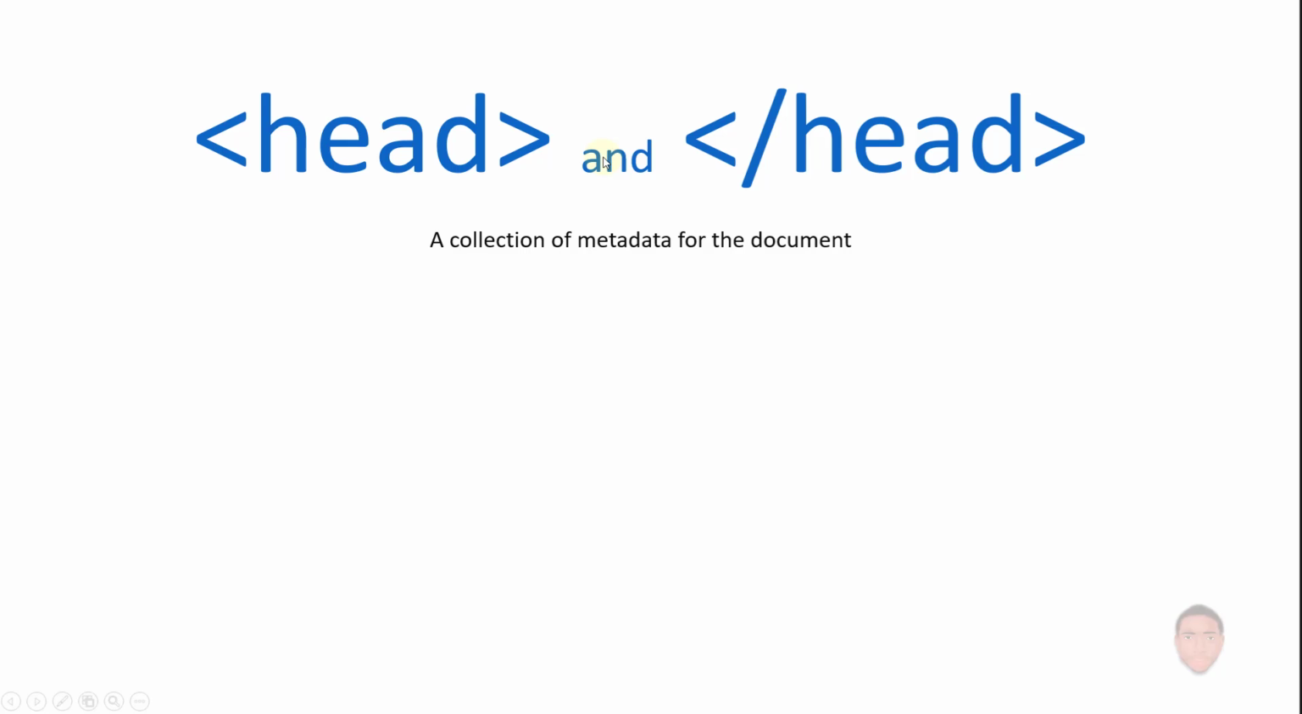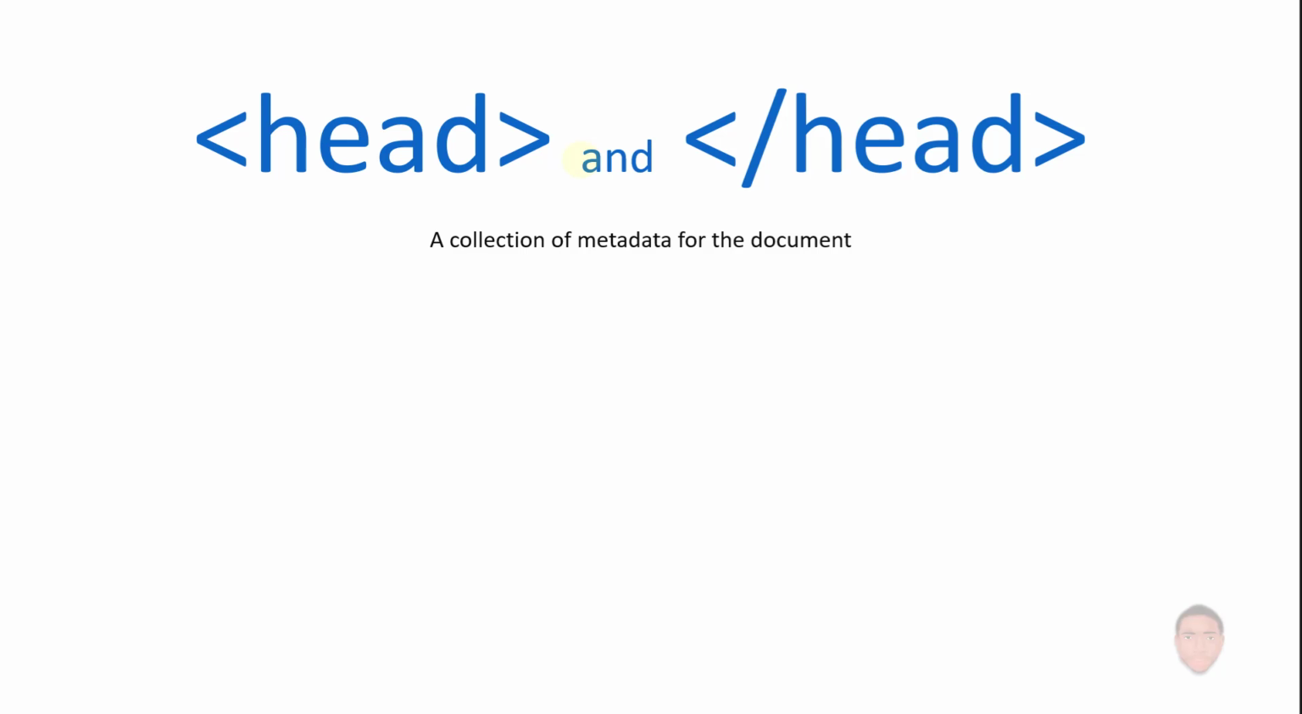So the head simply contains the metadata for the document. Metadata simply means information about something. So in the head section, we add specific information about the HTML document. Another cool thing about the head is that most of the information you add to the head section is not visible, in quotes, to the user, but it helps to do things. It helps to specify certain information, maybe for search engines.